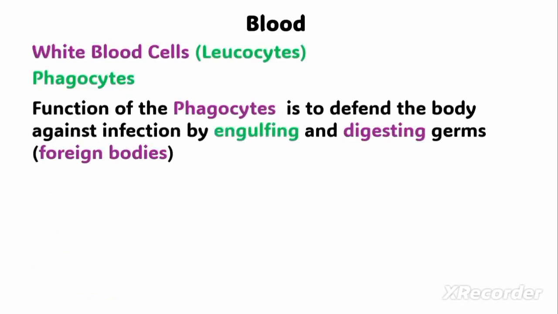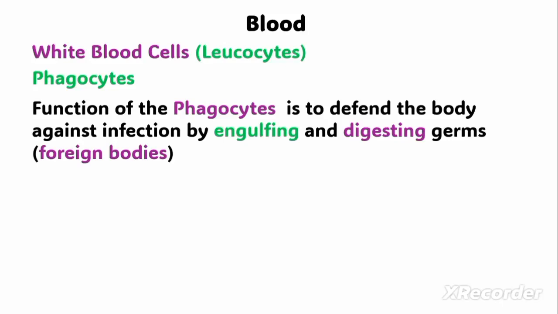So the function of phagocyte is to defend the body against infection by engulfing and digesting germs, foreign bodies. So the method used by phagocyte, we all know that white blood cells fight against foreign bodies. So the method used by phagocyte is to fight against foreign bodies by engulfing and digestion. Adaptation. So what is making phagocytes perform their functions effectively?